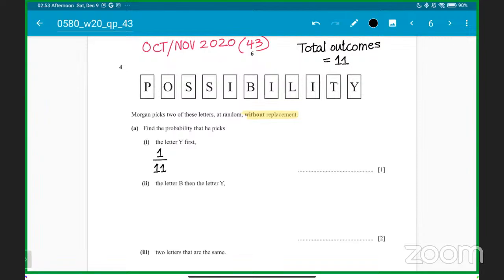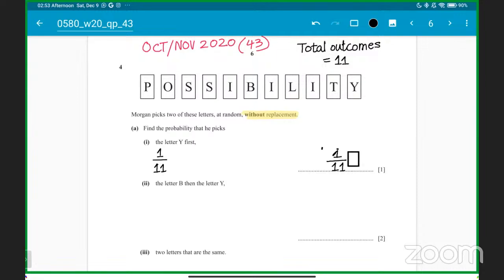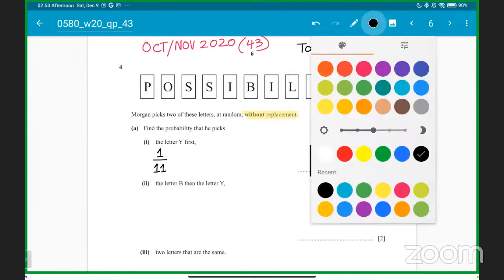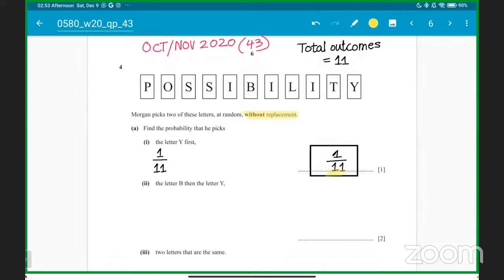Getting it, students? Clear? Yes, sir. So 1 over 11 is the answer for the first one for 1 mark: find the probability that he picks the letter Y first. Although he is picking 2 letters, the second letter can be anything, so it's not a problem. They are not mentioning anything about it, which means we don't take it into account. Getting it, students? Clear? So 1 over 11 is the answer for the probability of choosing the Y first.